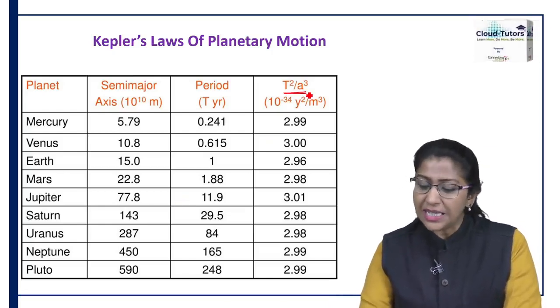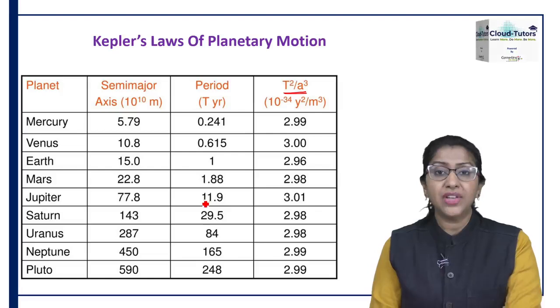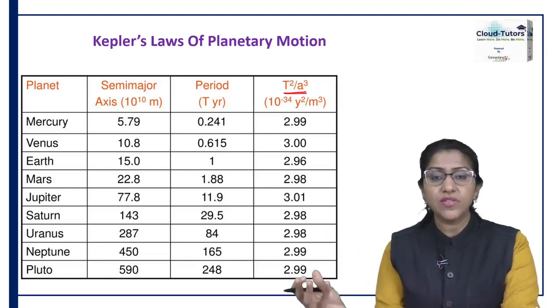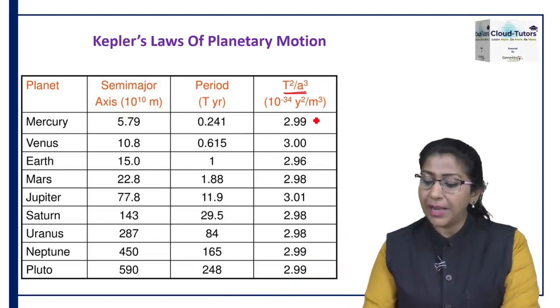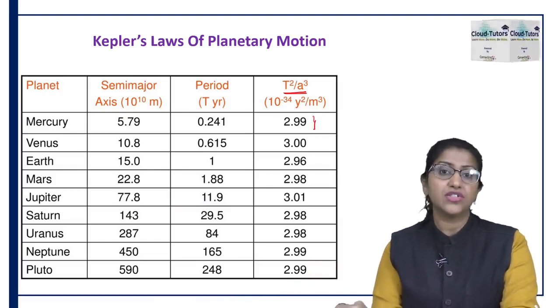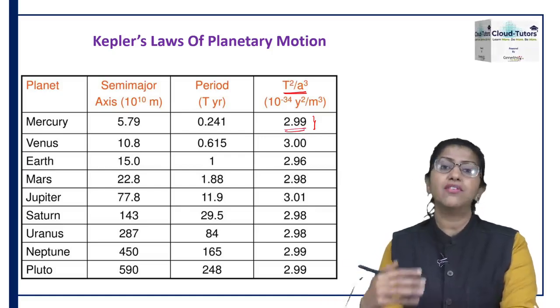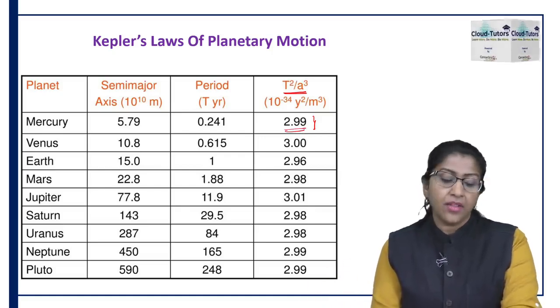So as you can see, the ratio of the square of the time period of these planets to the cube of their semi-major axis remains the same for each of these planets. It's a constant, basically, for a given planet, correct? All right.